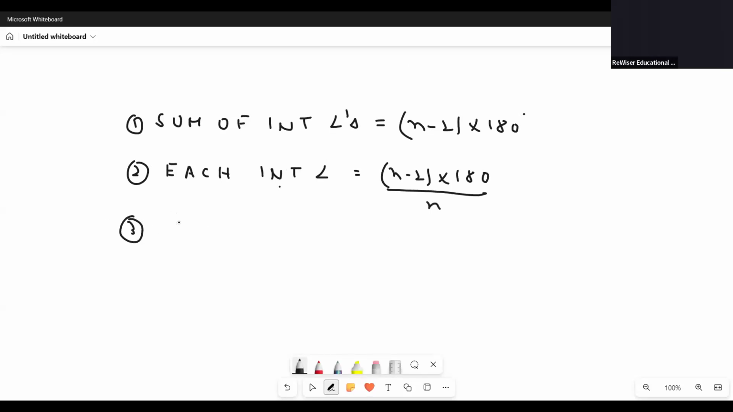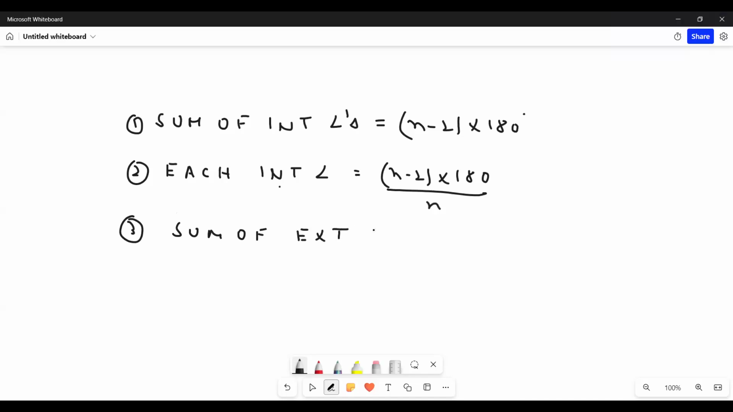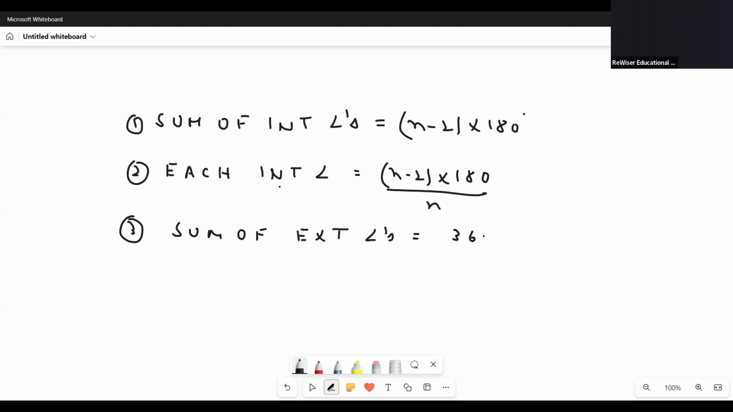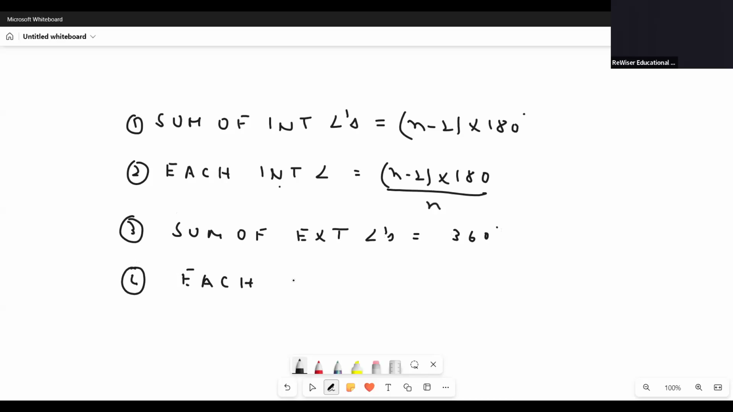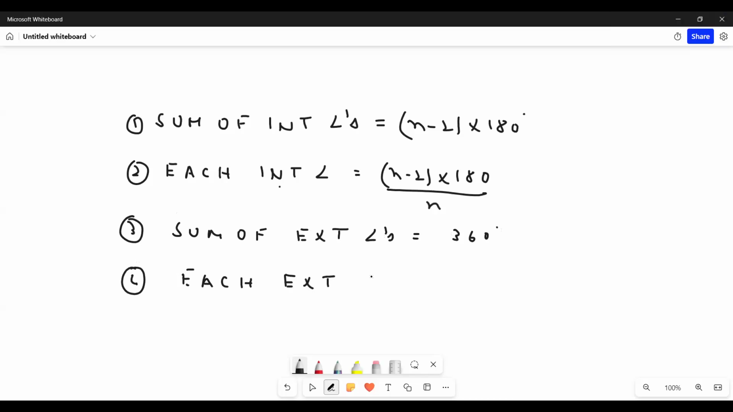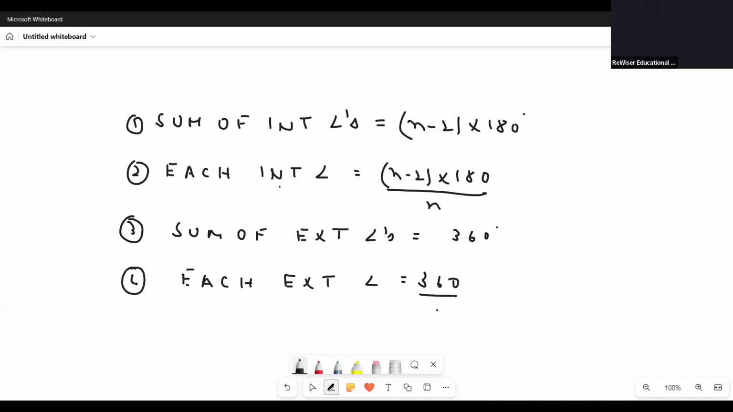Number three, sum of exterior angles, which is simply 360 degrees. Each exterior angle is 360 by n. These are the only four formulas you need to remember. Please write them down. I'll give you a few sums to practice on polygons. Do it properly.